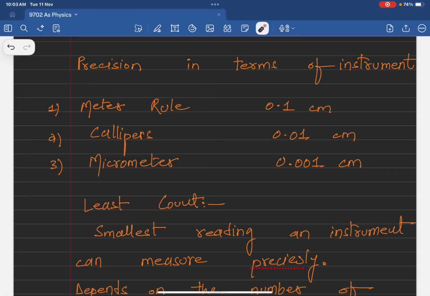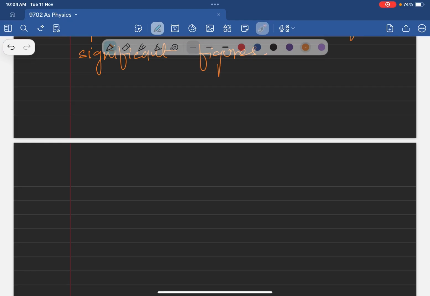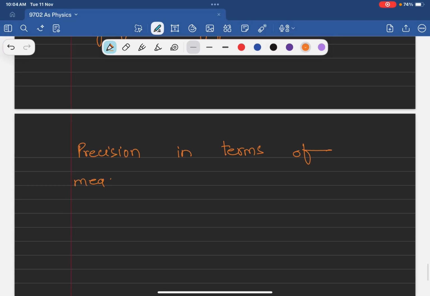And as we go from meter rule to the micrometer, as the least count of an instrument decreases, the precision of an instrument increases. So that is how you define precision in terms of instrument. Now, how do you define precision in terms of measurement?